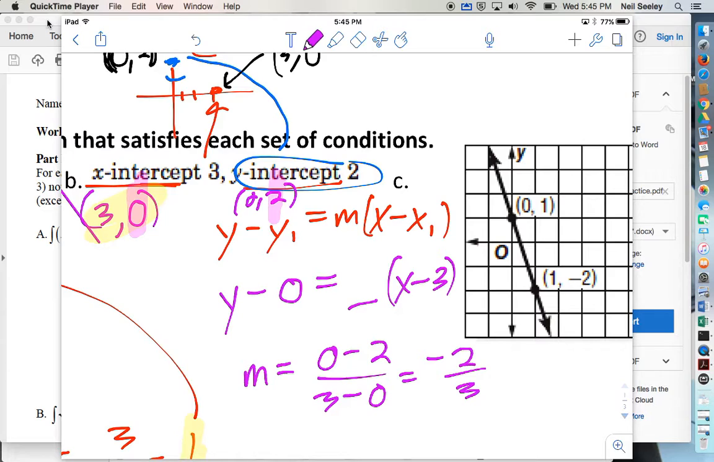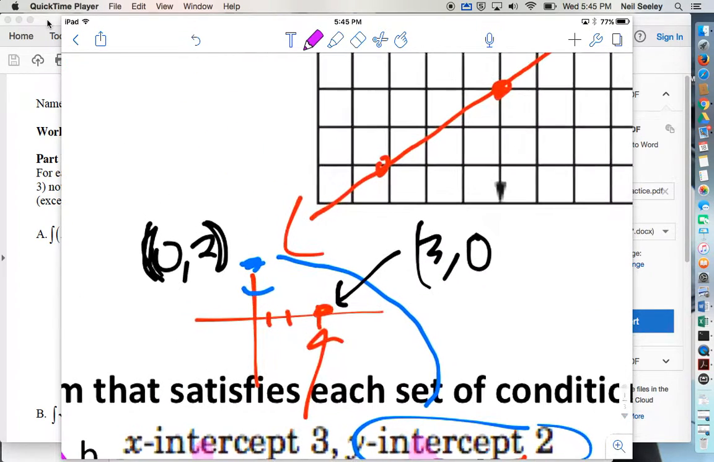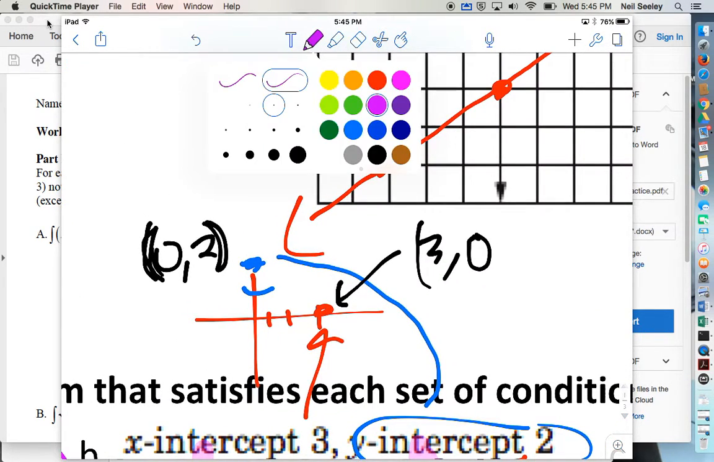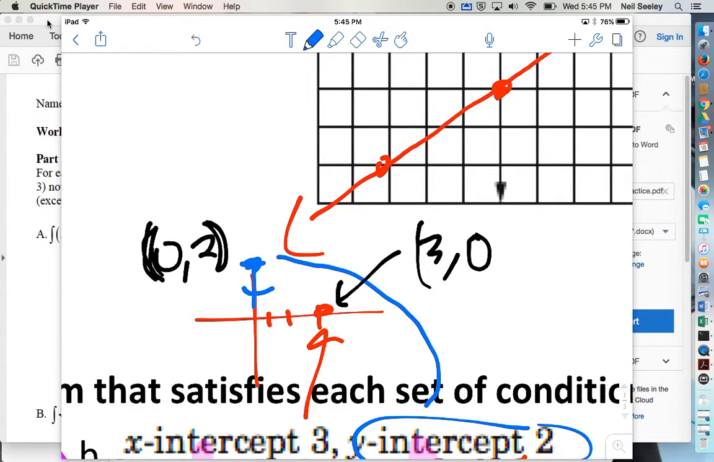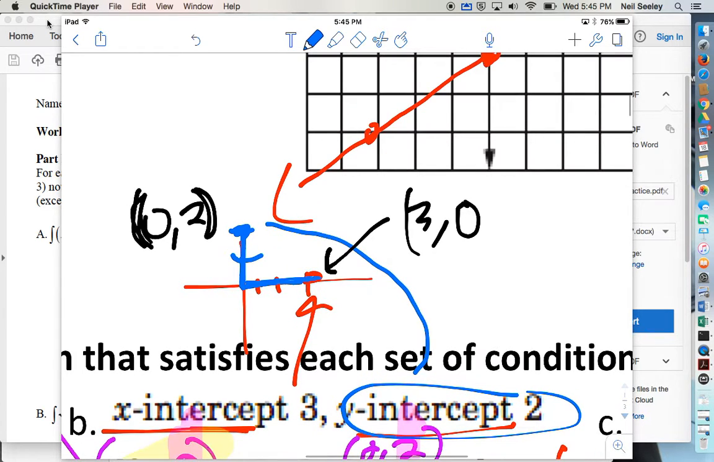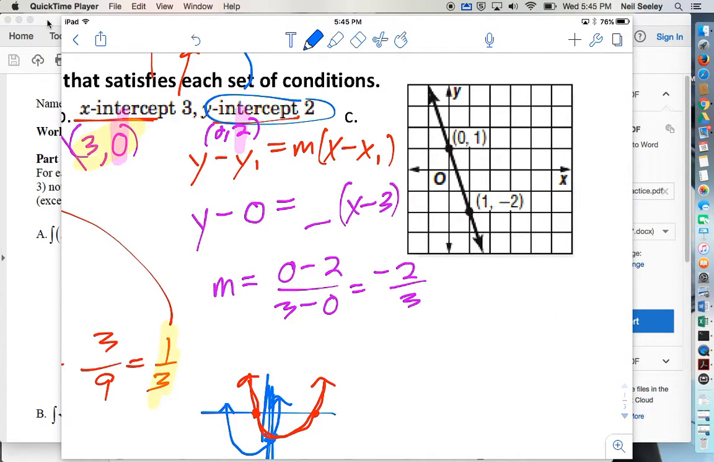I could have graphed my original points and counted that really nicely. I could have said, hey, that's a rise of down 2 over 3. I can see that. And here I'm getting the same confirmation from the formula. But I needed the slope, and I just got it. So I take that negative 2/3, plug it in here, and we're all good to go. Do I need to simplify anymore? No.